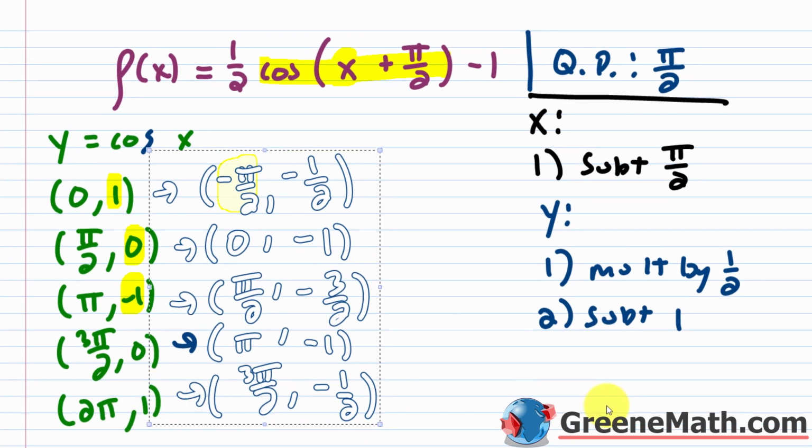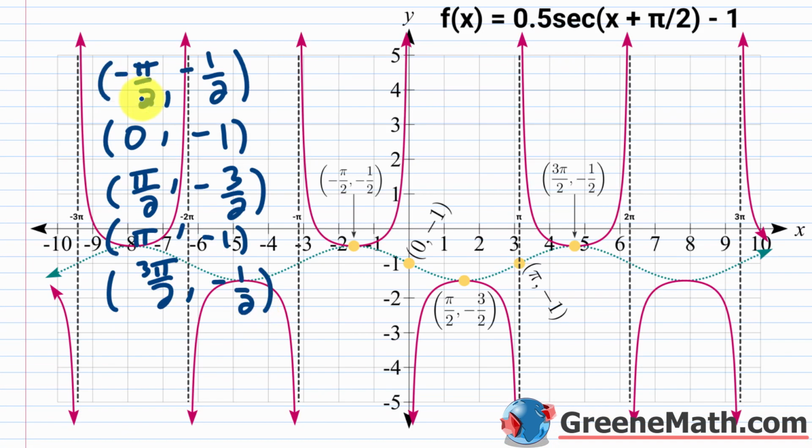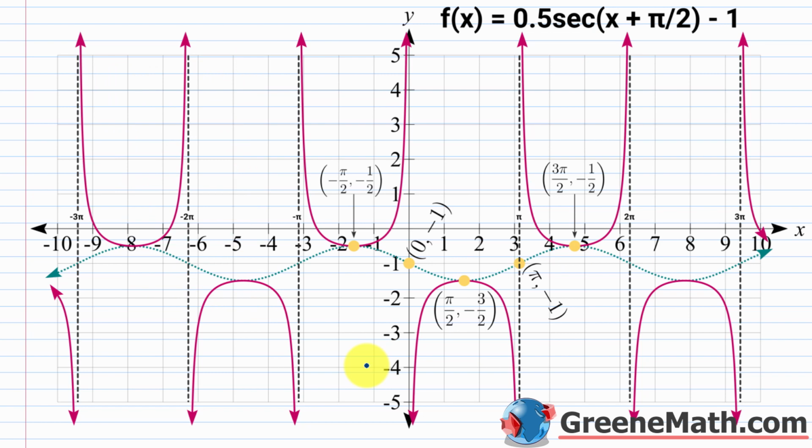So once you have all of these points, you're ready to basically sketch your graph. Let me go ahead and grab this real quick. If you look at what we have here, you have negative pi over 2 comma negative 1/2. So that's that point right there. Then you have 0 comma negative 1. So that right there. You have pi over 2 comma negative 3/2. You have pi comma negative 1. And you have 3 pi over 2 comma negative 1/2. Again, I have a link for you on Desmos if you want to click that. You could see things in more detail if you're having trouble with anything on the screen here.